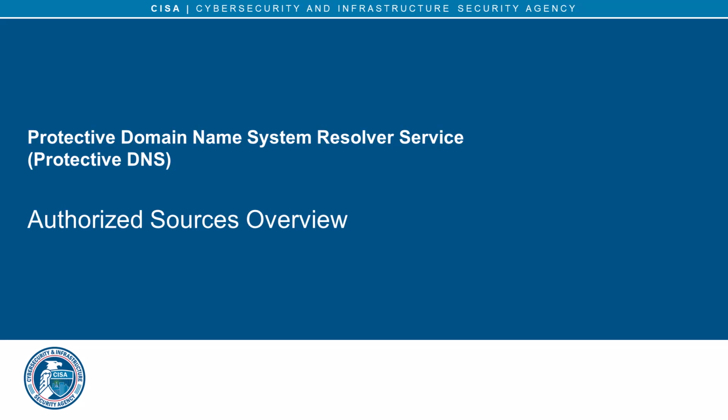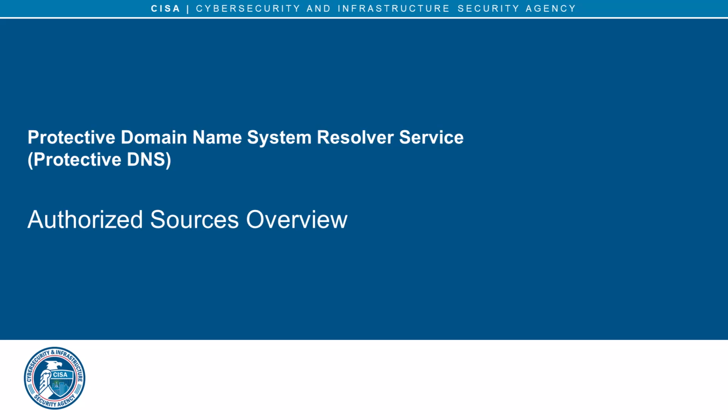Before adding and managing sources, it is important to understand what an authorized source is within Protective DNS. Authorized sources are a collection of IP addresses that can access the protective resolver. Organizations can organize their authorized sources through source sets. Source sets are logical groupings of those sources. Source sets can be utilized depending on the organization's structure, geographic location, subcomponents, or office locations.